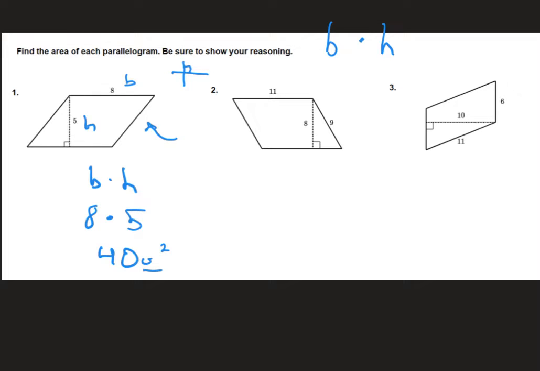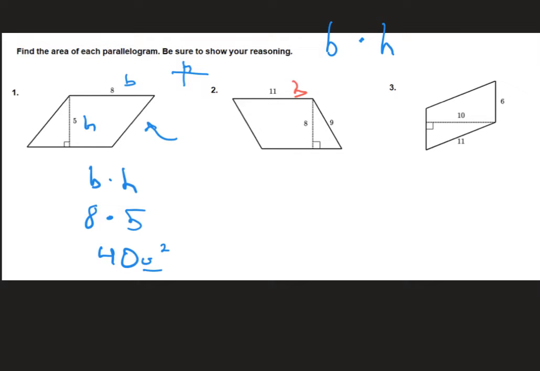Now on to number 2. For this problem, we are given an extra side. So now we need to be careful about the side that we are choosing as the base. So in this case, I'm going to choose 11, the side that's labeled 11, as our base, because I need to think ahead to what's going to be our height.